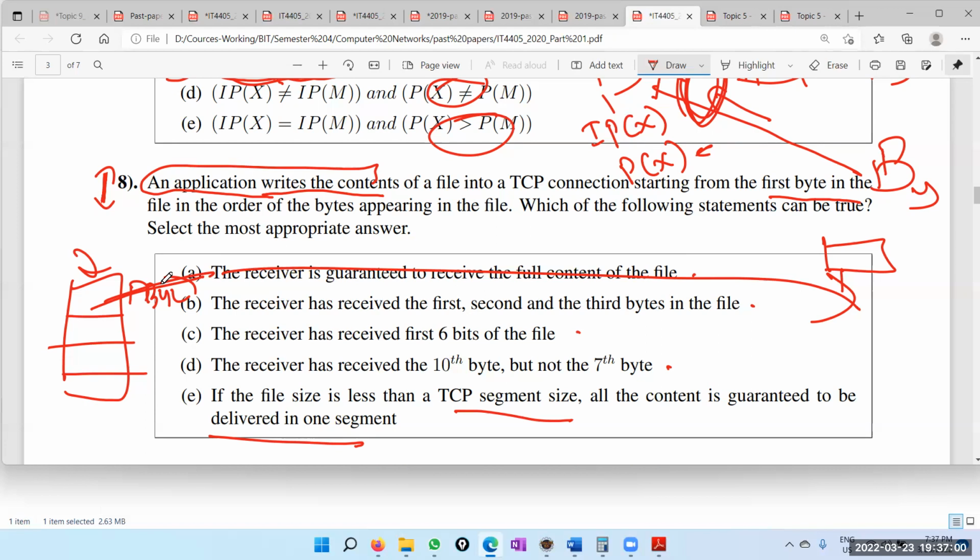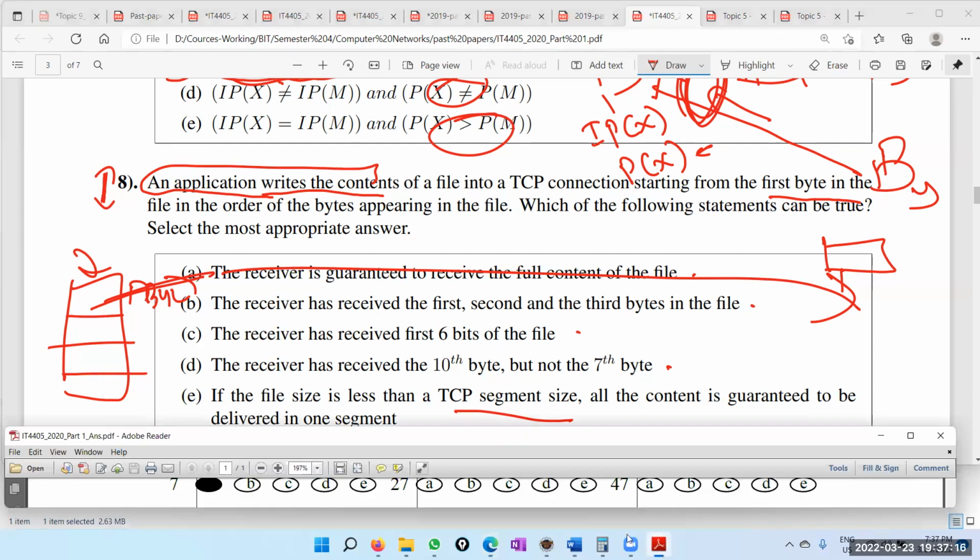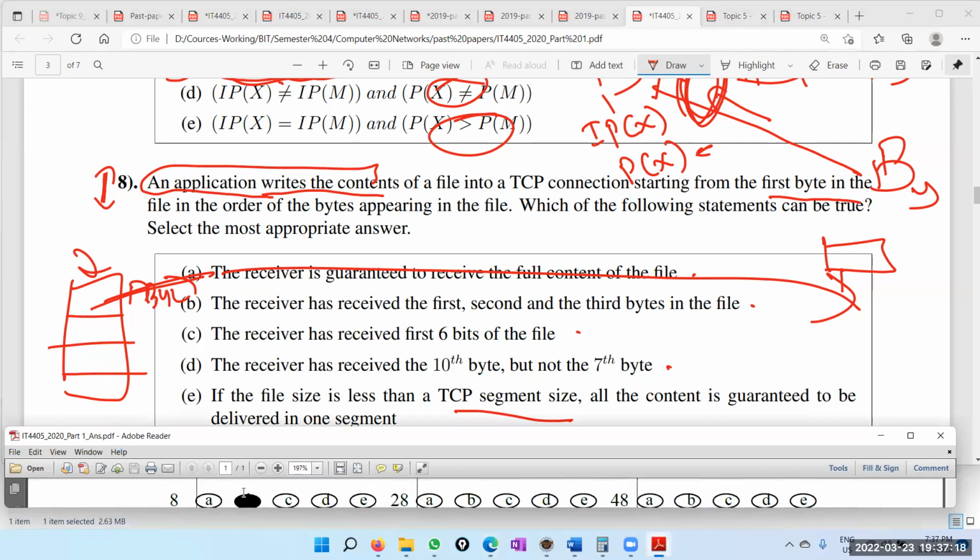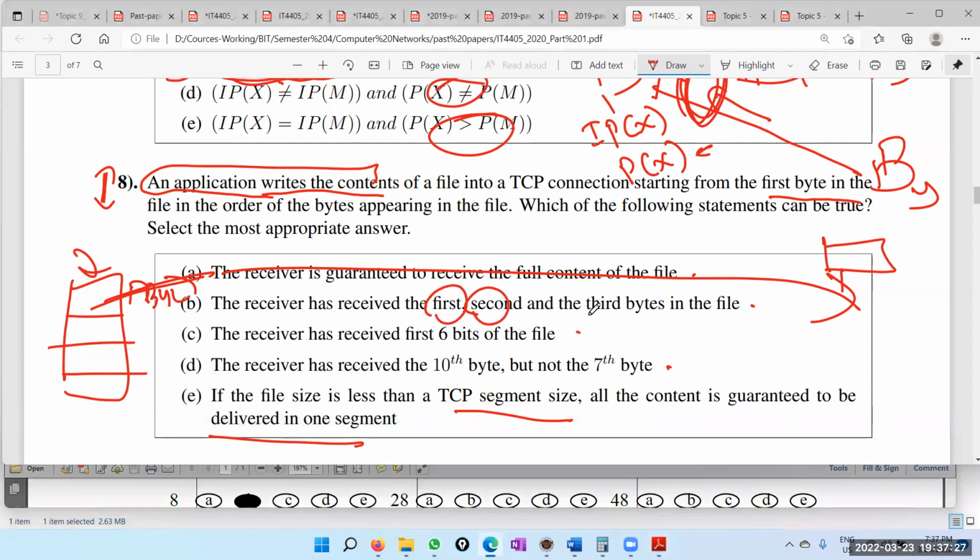Okay, are also happening now. Anyway, so let's double check the answer, because I'm not very sure about the answer. Actually, I just double checked the answer and I can't even justify how it is happening. Okay, so the eighth one, the answer they have given is B. B means the receiver has received the first, second, and third bytes in the file. Okay, so that is the answer given.